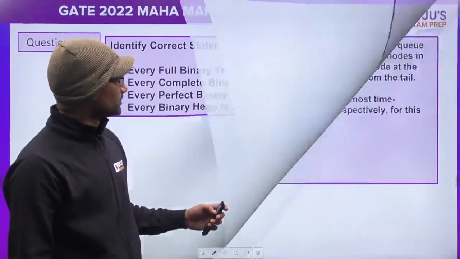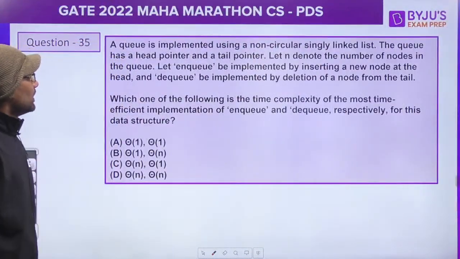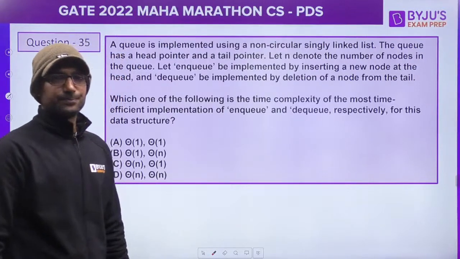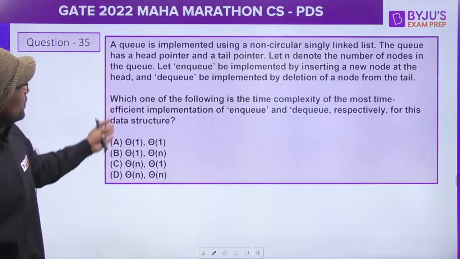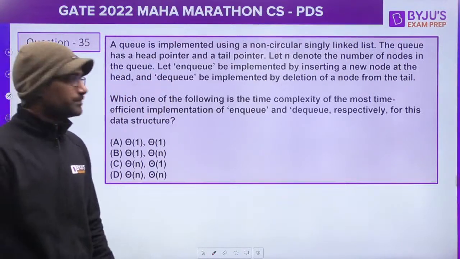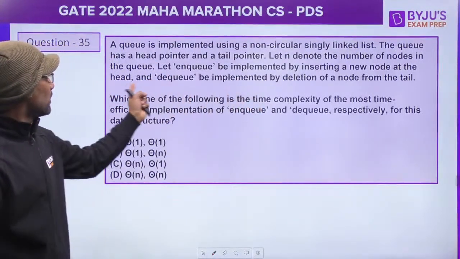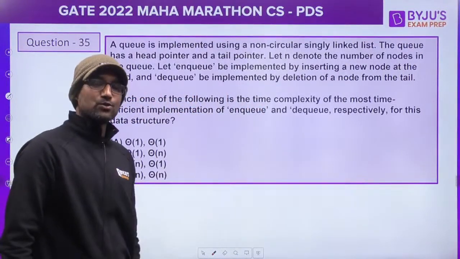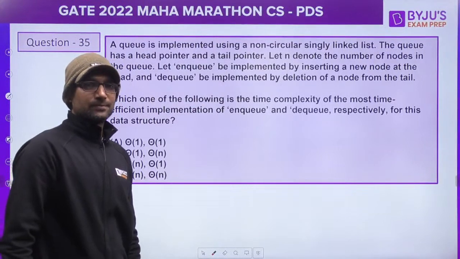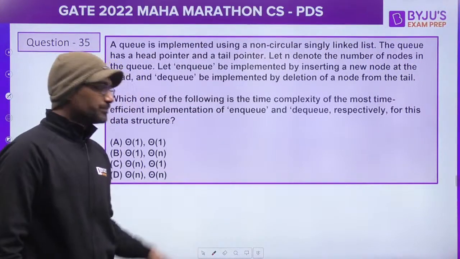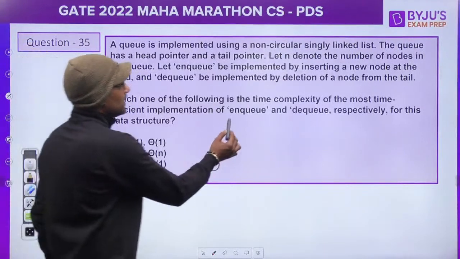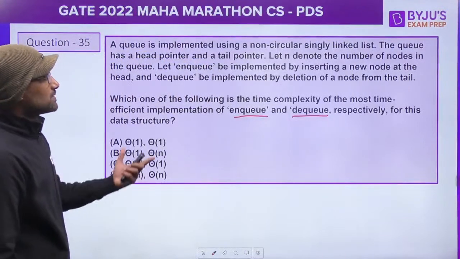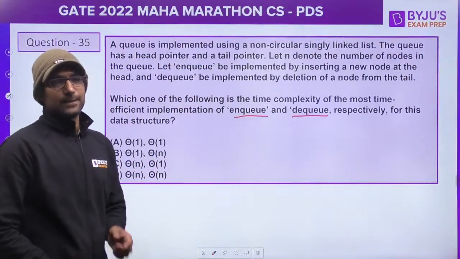Next. A queue is implemented using a non-circular singly linked list. The queue has a head pointer and a tail pointer. Let n denote the number of nodes in the queue. Again, this is one of the questions in Super 11. For the NQ and DQ operations, what is the time complexity?